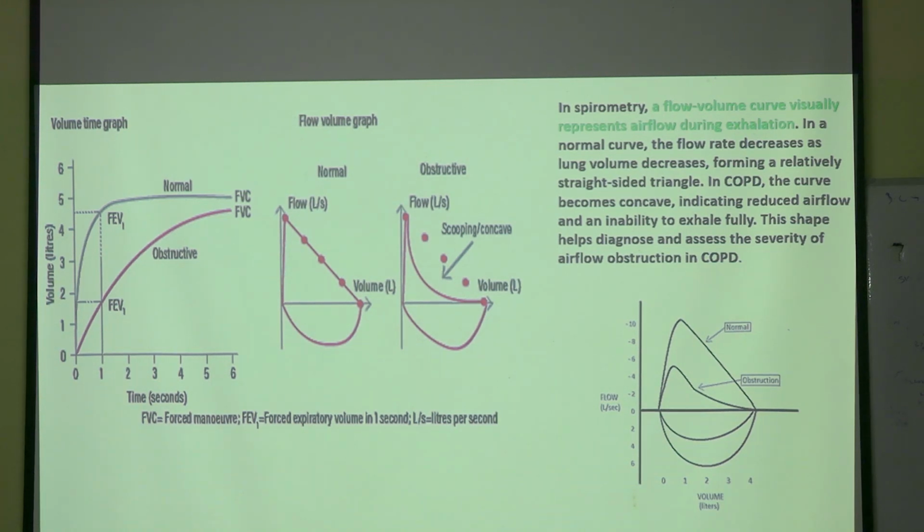Using this, if you compare the things using the flow volume loop, this is again another important thing. This is called the flow volume loop, right? The flow volume loop actually gives us a visual representation of air flow during exhalation. So it is again another important thing for the proper diagnosis.